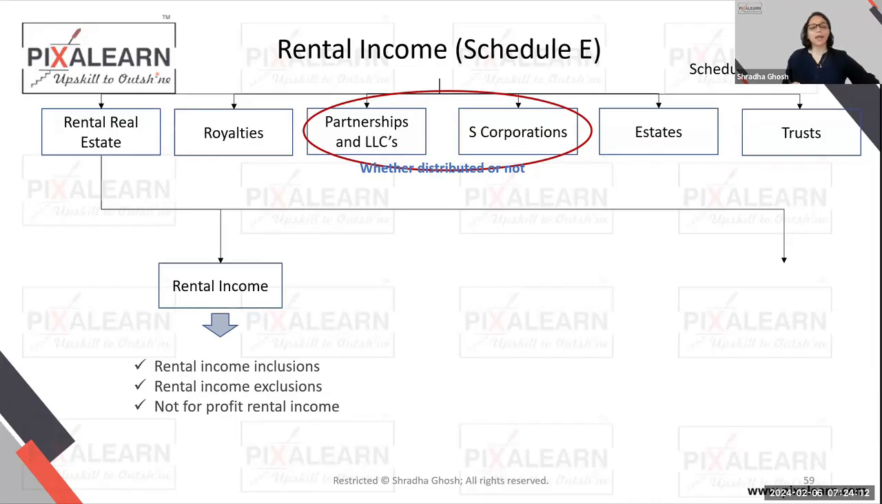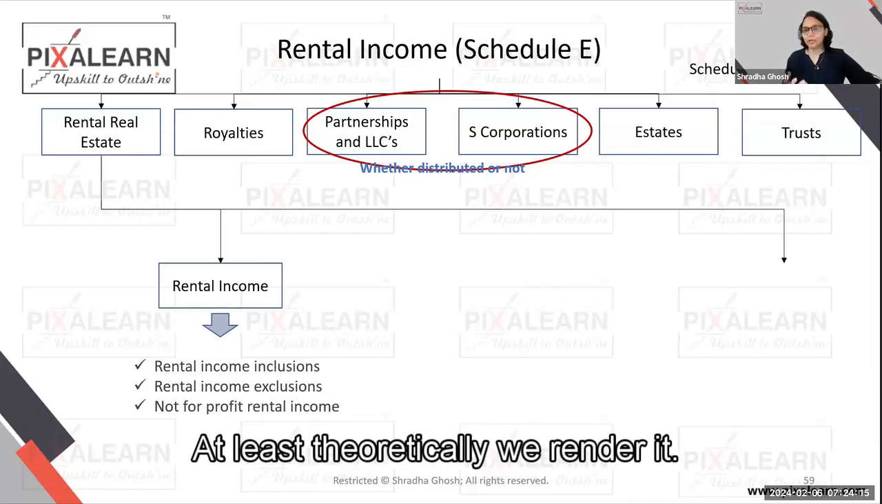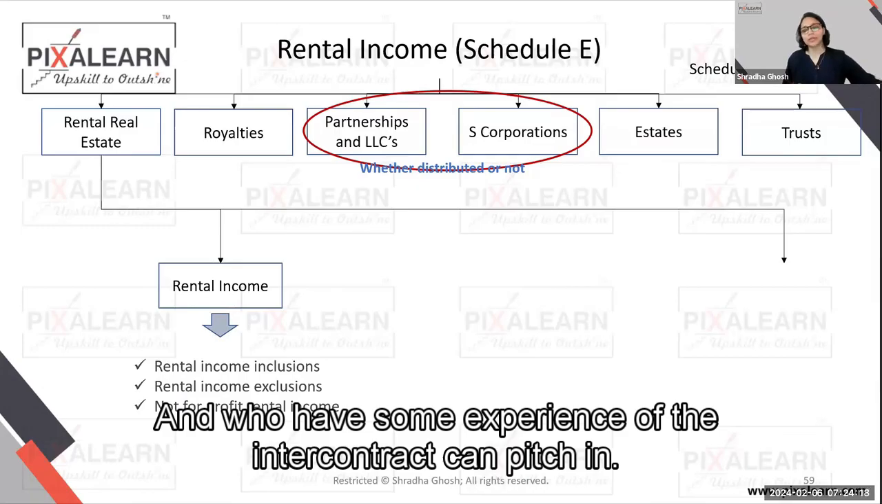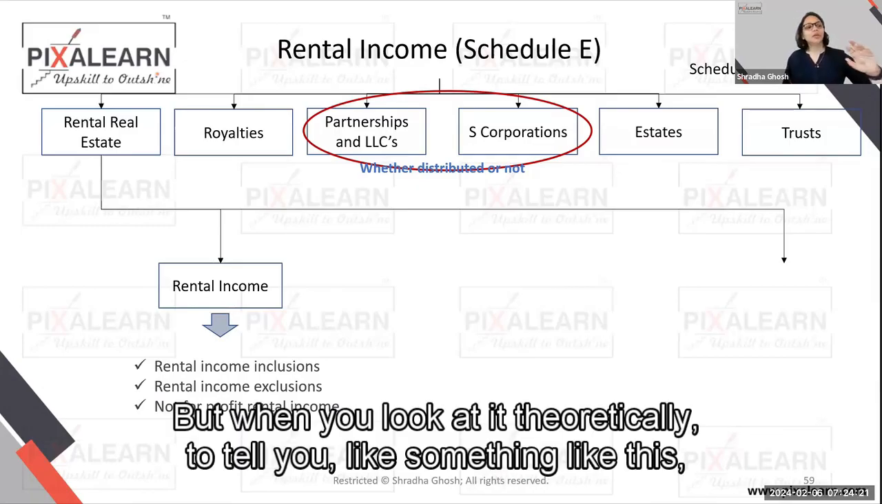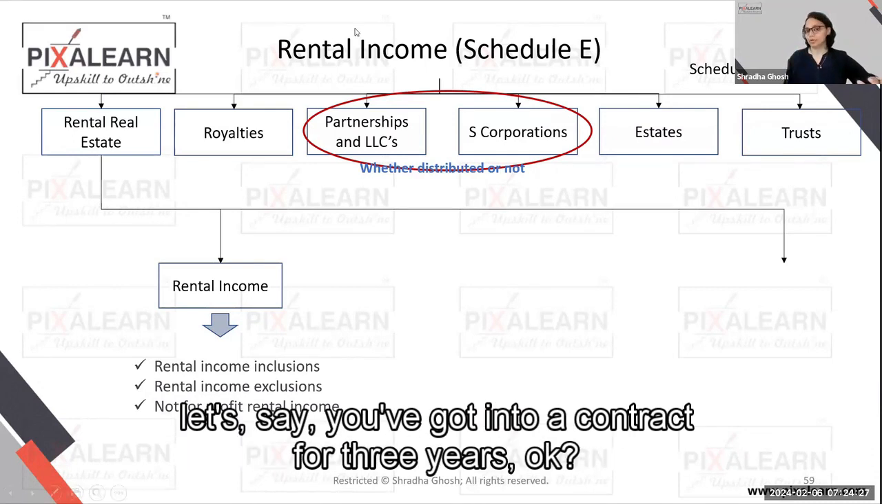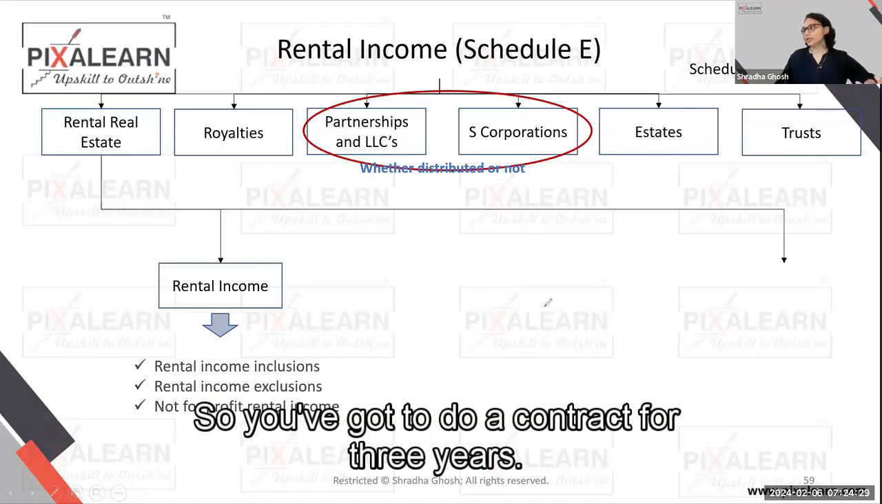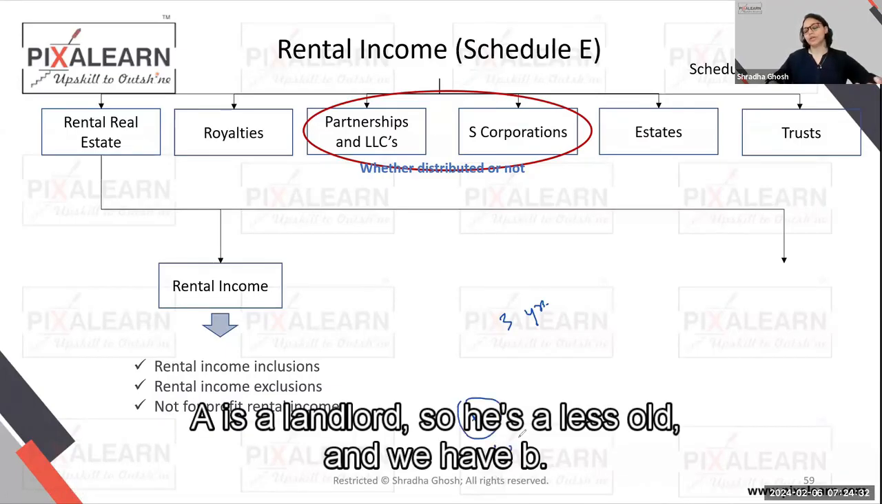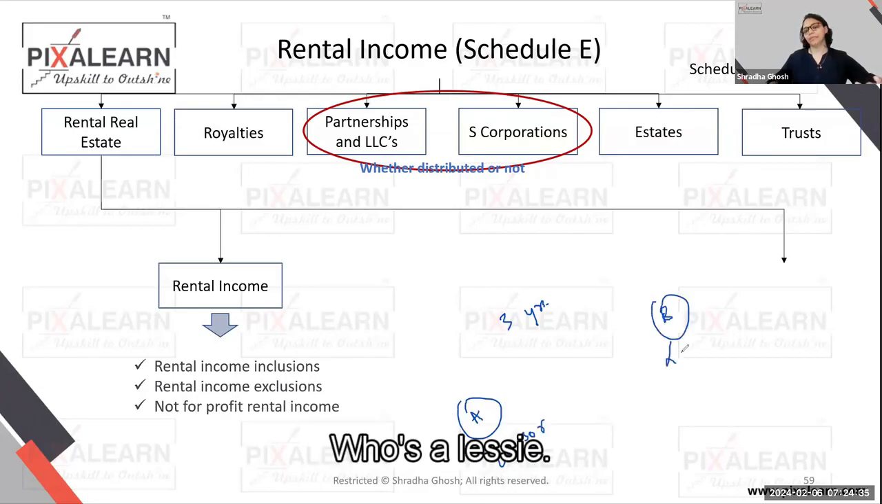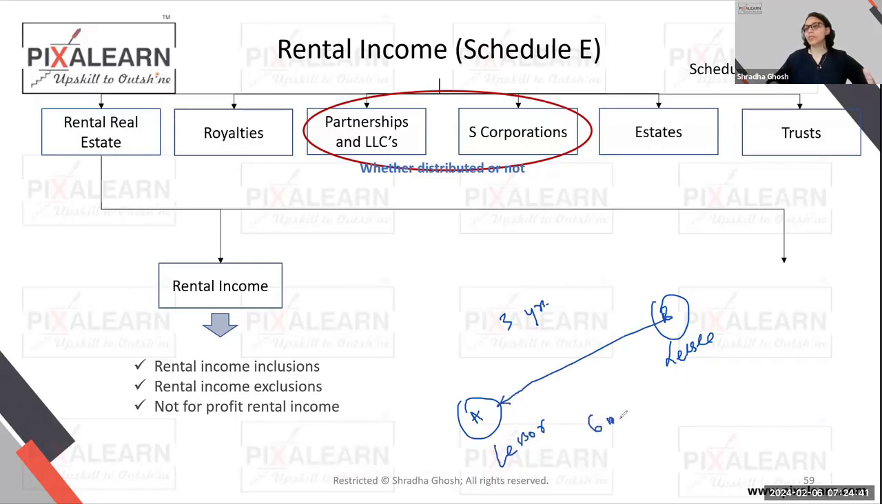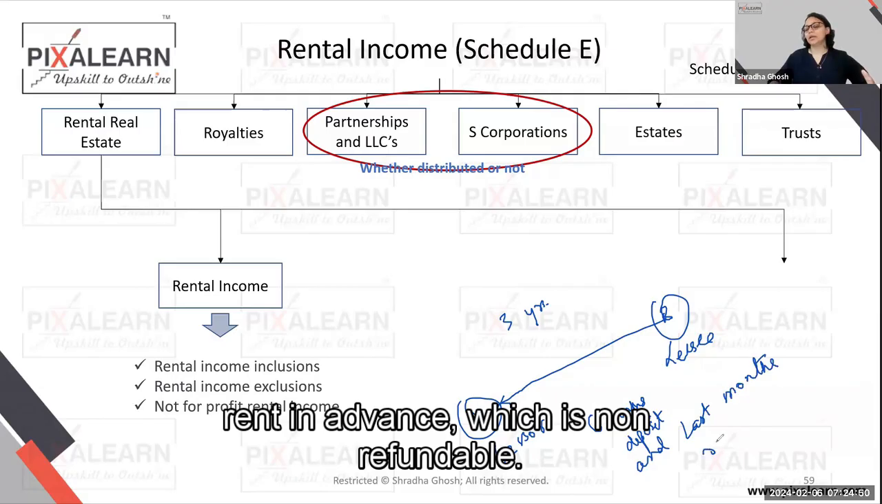A couple of things. At least theoretically, we've read it. People who are in the US and who have some experience with rental contracts can pitch in. But when you look at it theoretically, they tell you something like this. Let's say you've got into a contract for 3 years. A is a landlord, so he's a lessor, and B is a lessee. It's a 3 years contract. The lessee would pay 6 months deposit and last month's rent in advance, which is non refundable.